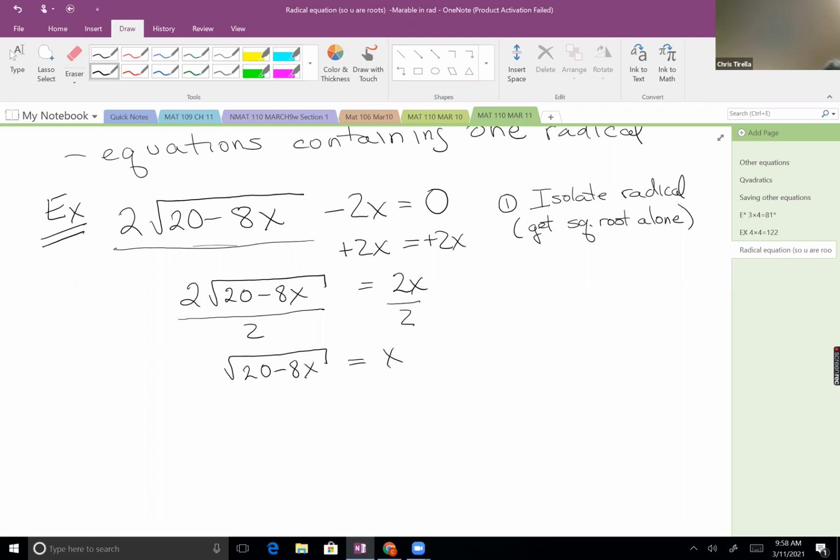Now, in order to solve this equation, it makes sense that we want to try to get x out of the square root. And the way we're going to get x out of the square root, but only after the square root is alone on one side of the equation, is we're going to square both sides of the equation.